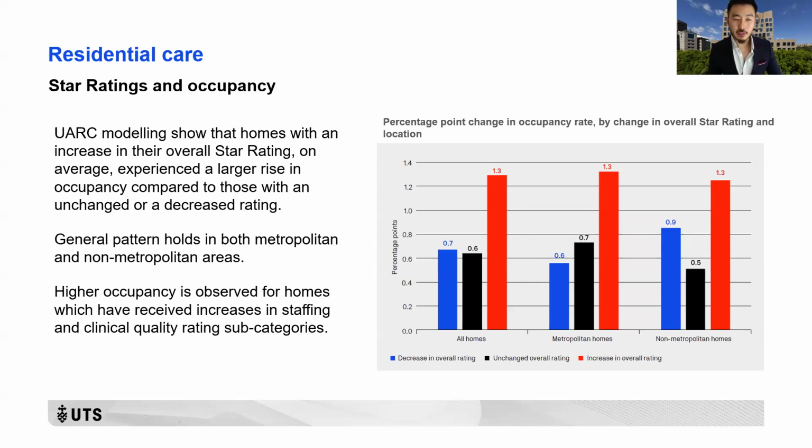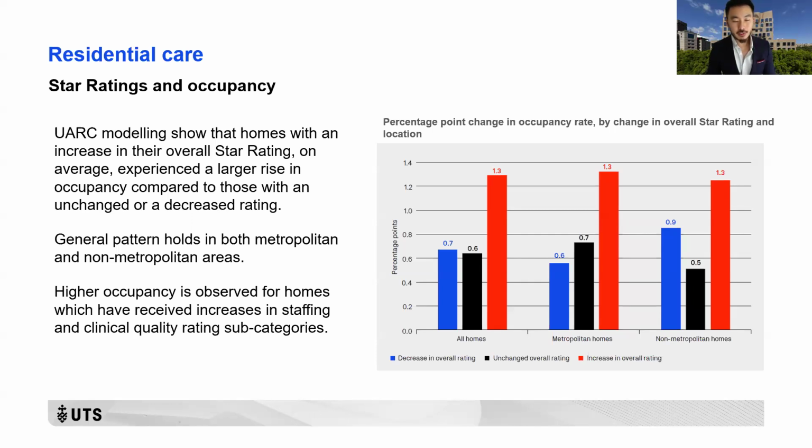larger rise in occupancy compared to those with an unchanged or decreased overall star rating. Looking at the graph on the right, in the first set of columns, we compare homes that are decreasing in blue and unchanged in black against an increase in the overall rating. What we can see is if a home had an increased overall rating, their occupancy increased by 1.3% compared to 0.6 and 0.7% for homes with unchanged and decreased overall rating, respectively. This pattern holds for both metropolitan and non-metropolitan homes.